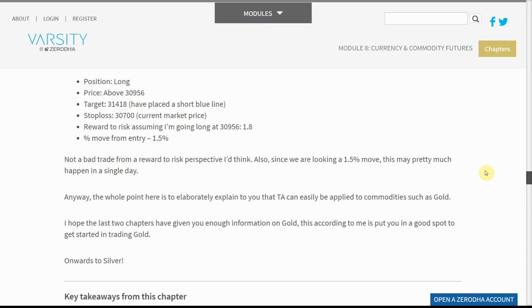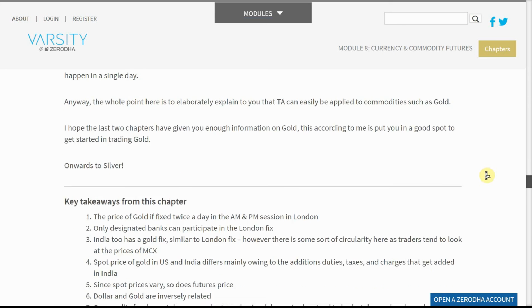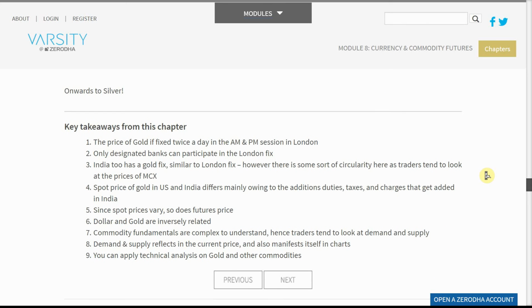Anyway, the whole point here is to elaborately explain to you that TA can easily be applied to commodities such as gold. I hope the last two chapters have given you enough information on gold. This, according to me, has put you in a good spot to get started in trading gold. Onwards to silver. Key takeaways from this chapter.